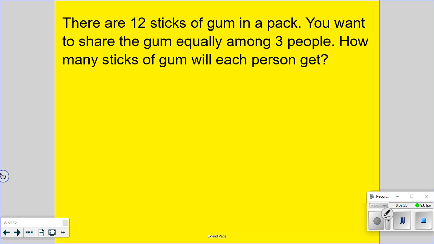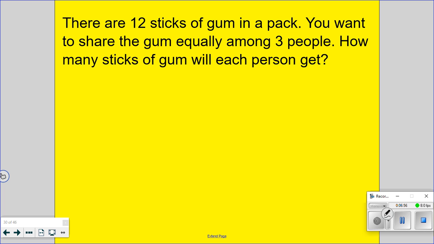Ava, what am I counting? We are counting sticks of gum. I am not counting sticks of gum. I already know how many sticks of gum I have. That's why this is tricky. Addison, what are we counting? We're trying to count how many gum it takes to split among 3 people. Not quite. You're close.